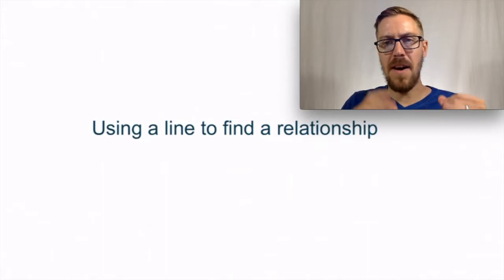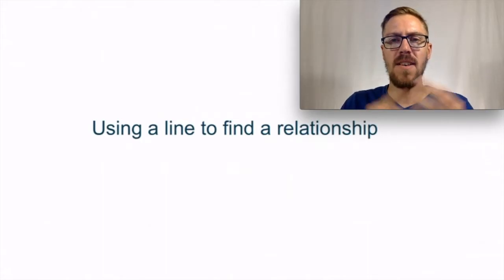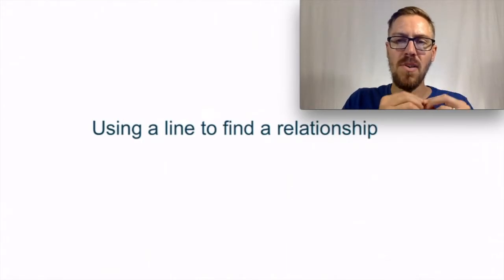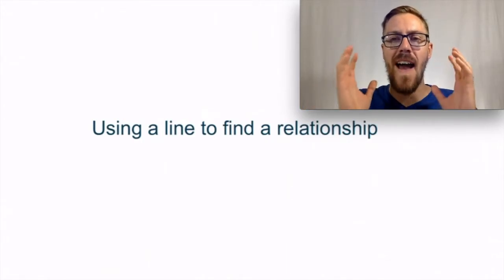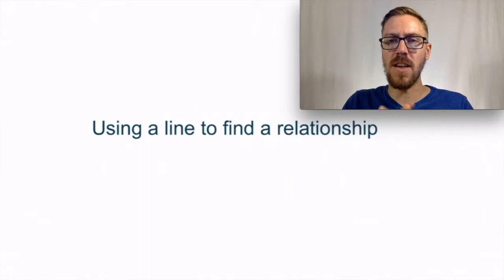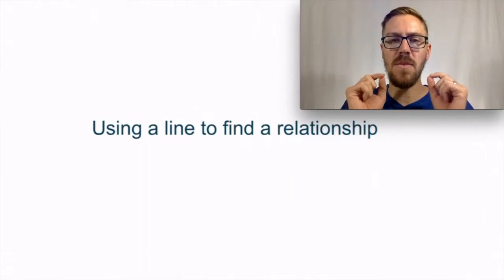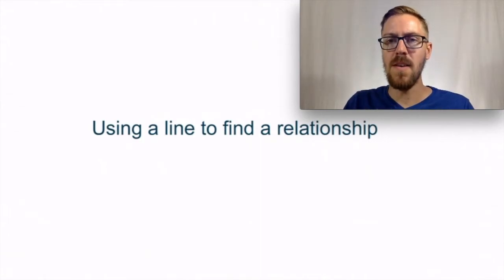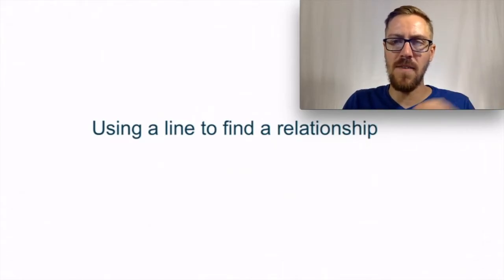So we talked about how to create a graph, how to construct a graph. Today we're going to be looking at how to analyze a graph, how to put a line on our graph and then use that to find a relationship. Specifically, what we're talking about today is how do we find slope? Because the slope is going to give us the numerical connection between our x variable and our y variable.